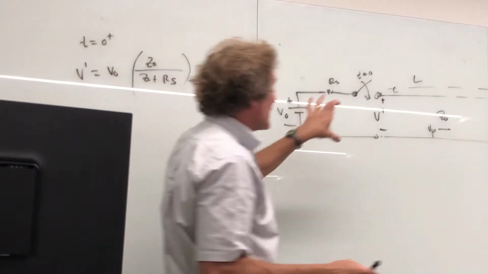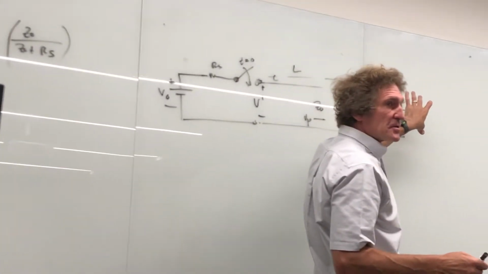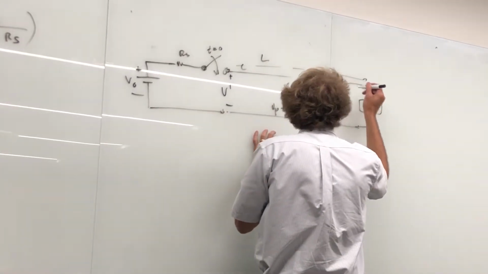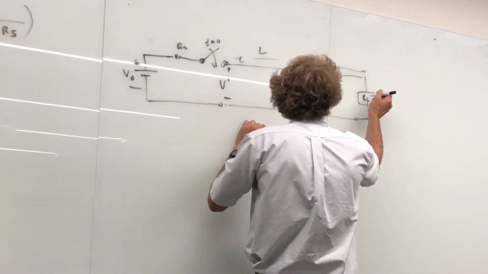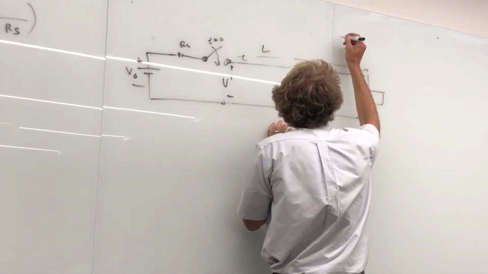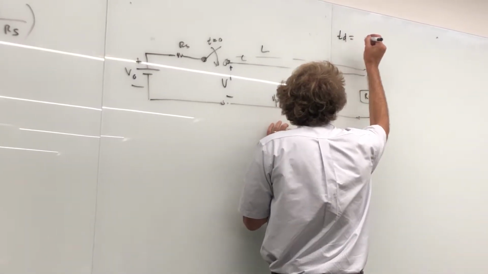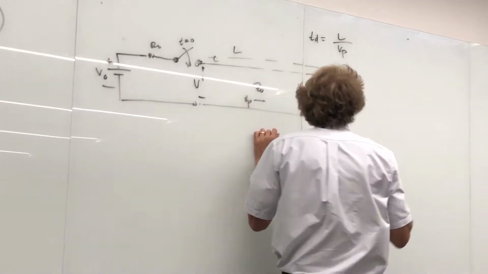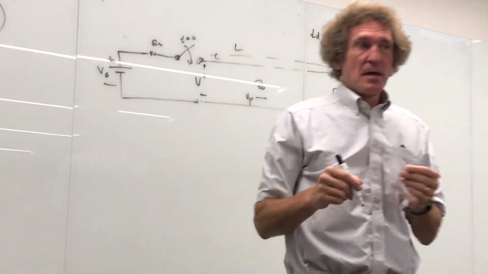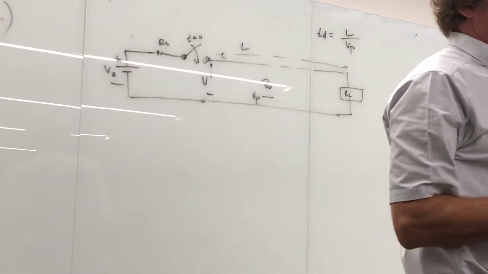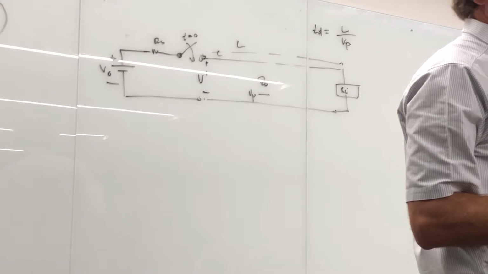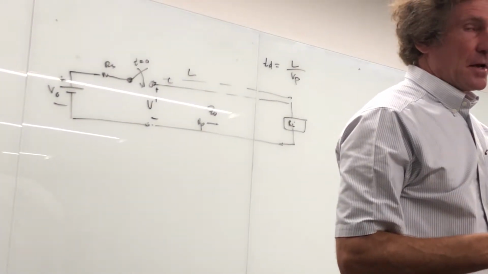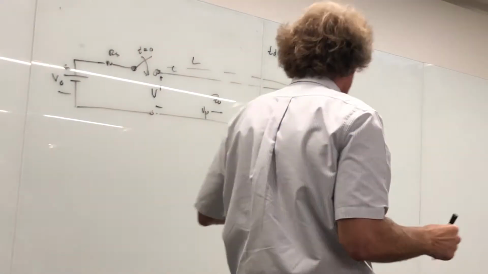Now V prime propagates down at the speed of light. So there's a time delay from when it starts to when it actually hits RL. I'm just going to call it T delay, and that would be equal to the length of the line divided by the phase velocity. That should make sense to you. If it's moving at the speed of light, it would be the length of the line in meters divided by the speed of light in meters per second. That would give you the time delay before it hits there, right? You're going to see something called a bounce diagram in a second.